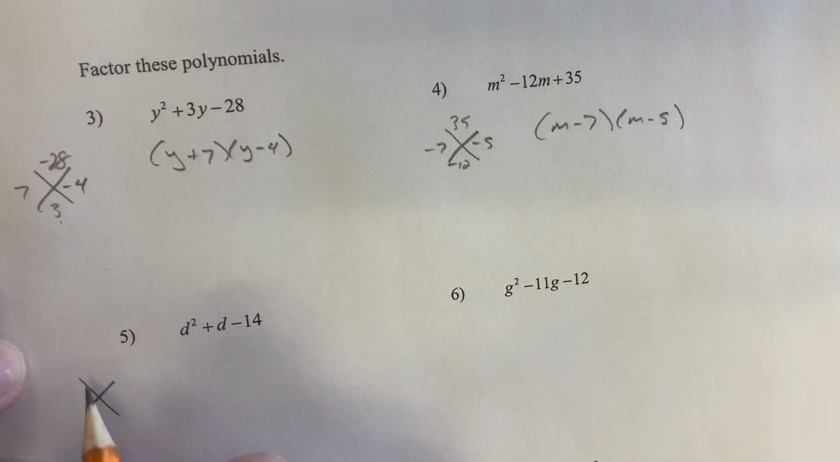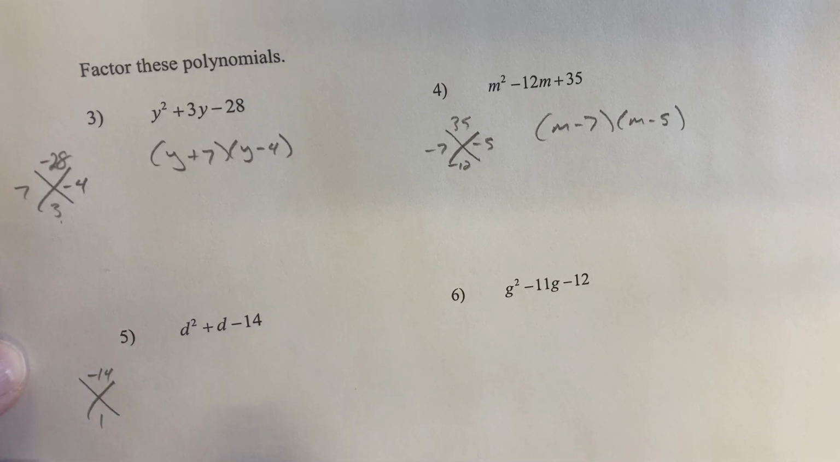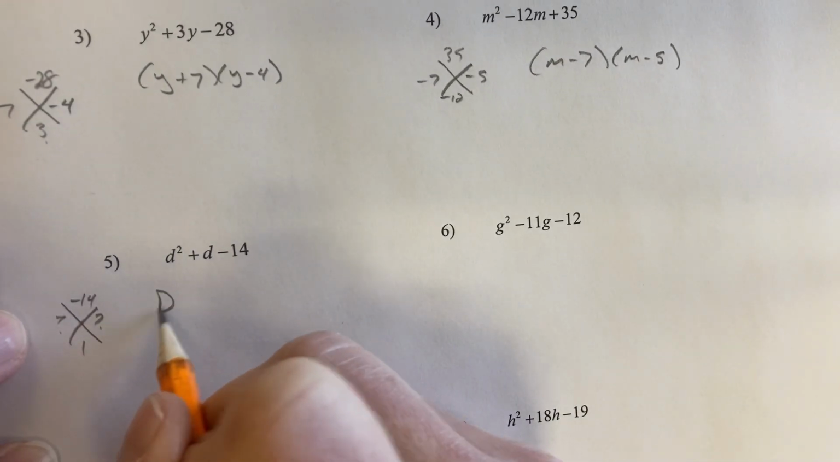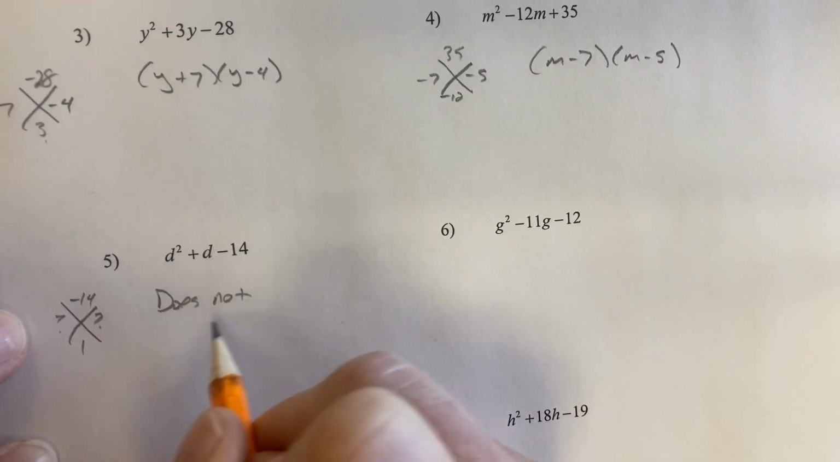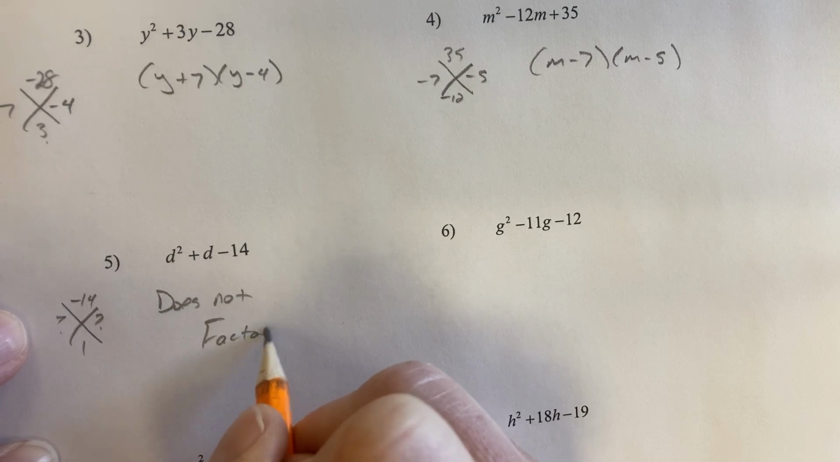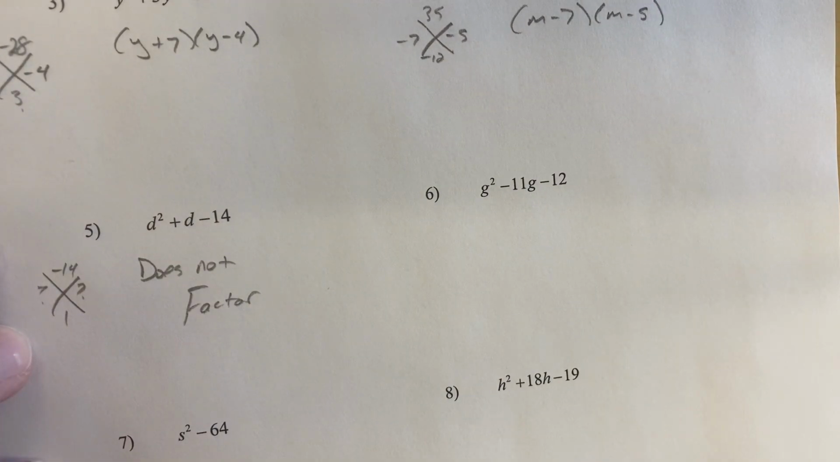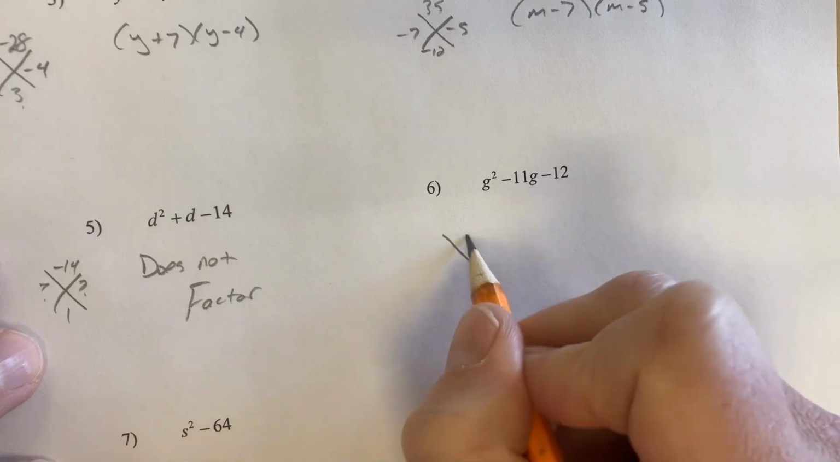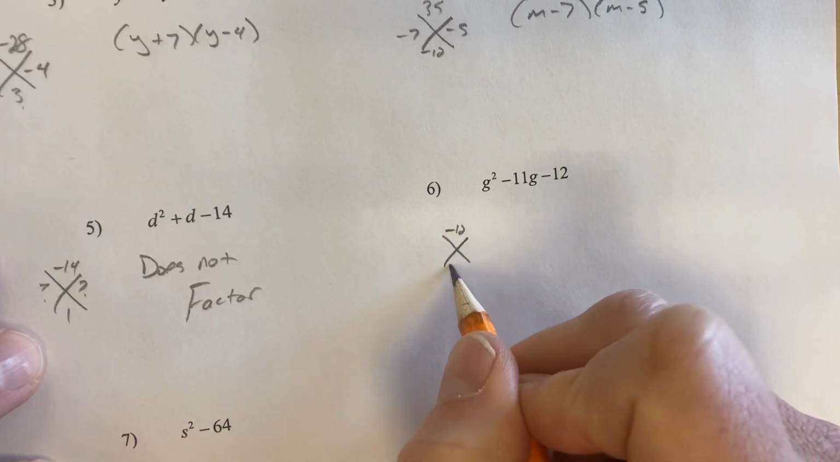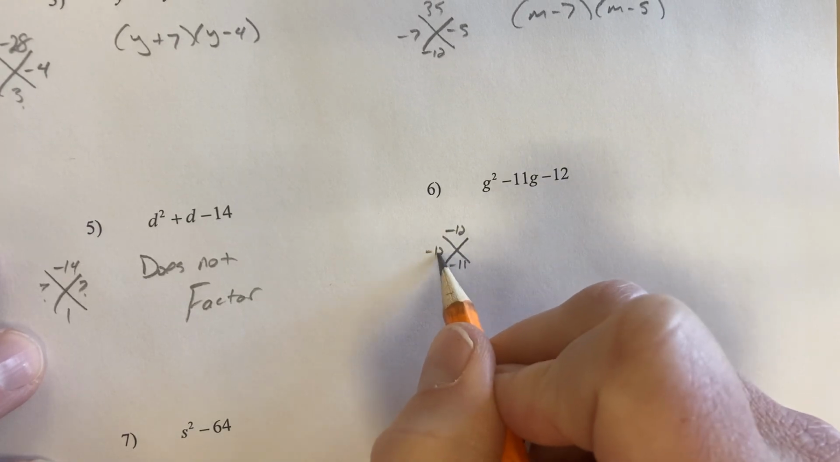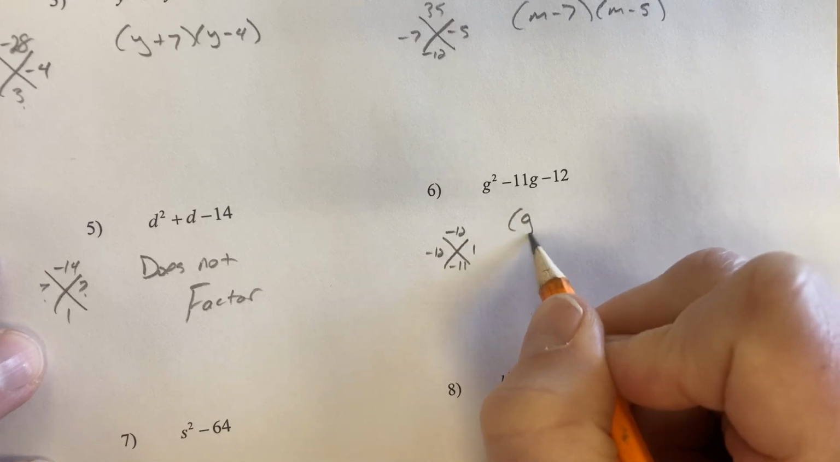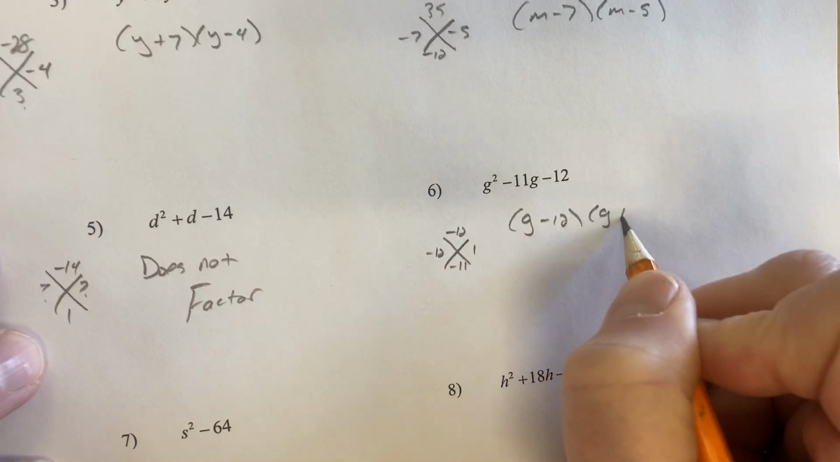For this one, 2 numbers that multiply equal -14 and add equal 1. I don't know. There are none, right? So this one does not factor. That's not going to happen very often. I would not anticipate that being on the quiz tomorrow, but in general, there are things that do not factor. This is one of them. What multiplies equal -12, that is equal -11. That'd be -12 and +1. So g minus 12 and g plus 1.